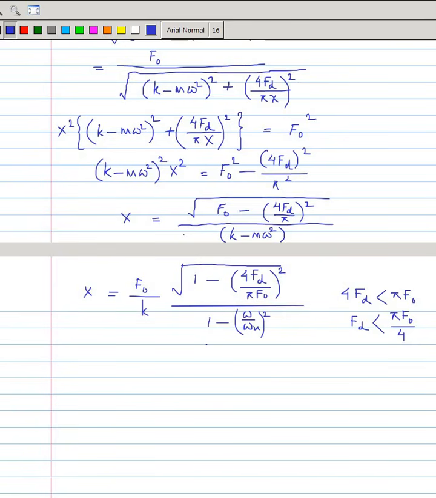Another thing is that in case of Coulomb damping, at omega by omega n equal to 1, the amplitude will be really infinite, because damping will not help you in any way. But in viscous damping we have seen that with this additional term, which actually limits the amplitude even at resonance. So these are two interesting observations.